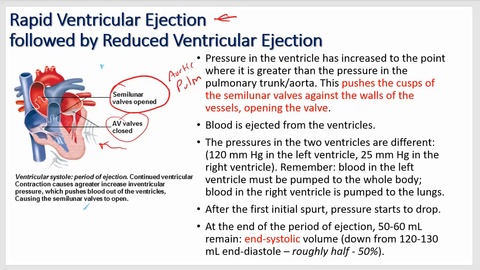The pressure in the two ventricles is different. We know that. After that first initial spurt, the pressure starts to drop in the ventricles because it's getting rid of the blood, and there it goes. It's going up into the aorta. The ventricle doesn't have to worry about it. And then at that period of ejection, you have some blood remaining. So it says 50 to 60 milliliters are still in there. You pushed out about 60%, or half, as it says here. Whatever, it varies.